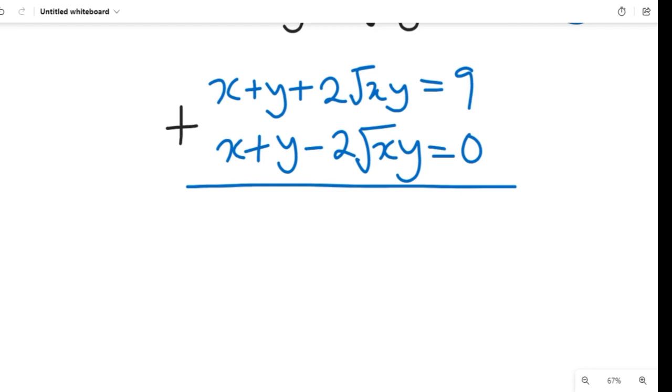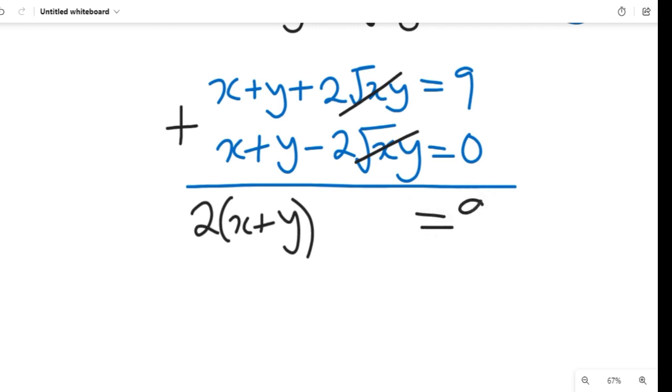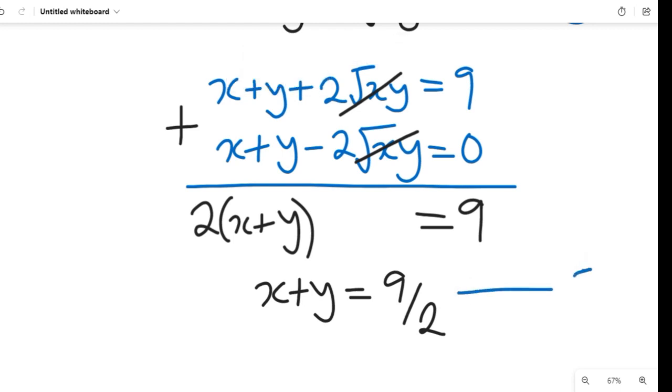If we add both sides, this and this will give us 2 times x plus y. Of course, the plus 2 square root of xy and the minus 2 square root of xy will clear, and then we'll be left with 9. Simplifying this, we'll have to divide both sides by 2. If we divide both sides by 2, we'll have x plus y equal to 9 divided by 2. Now, let's consider that to be another equation. We'll take that to be equation 5.